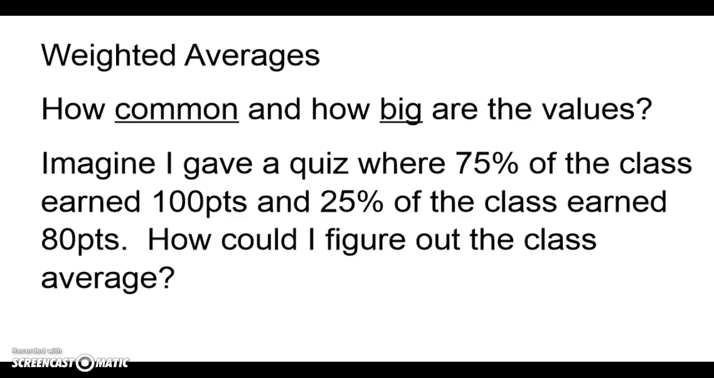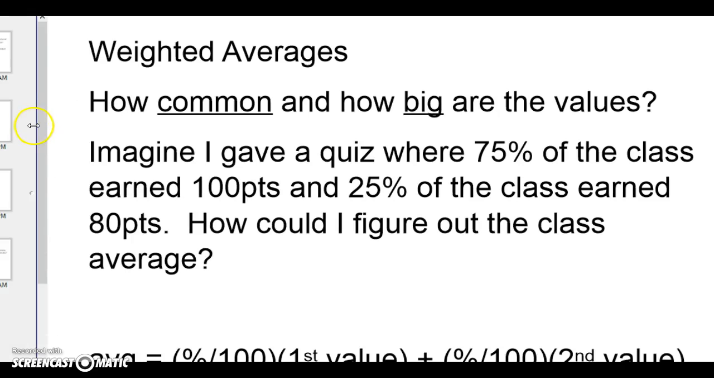Okay. So let's figure out how to calculate the average. And what we're going to do is we're going to take a weighted average. And weighted averages look at how common and how big the values are that you're considering. So how common one isotope is and how much it weighs, and how common the second isotope is and how much it weighs. So we're going to do an example with grades because students do a pretty darn good job of figuring out what their grades are.